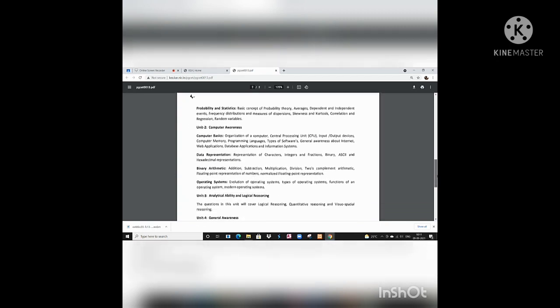Okay, unit 2 is computer awareness. In the computer awareness part, I'm going to read for you the subtopics. Okay, computer basics, that is organization of a computer, CPU, input output devices, computer memory, programming languages, types of software, general awareness about internet, web application, and then database applications and information systems.